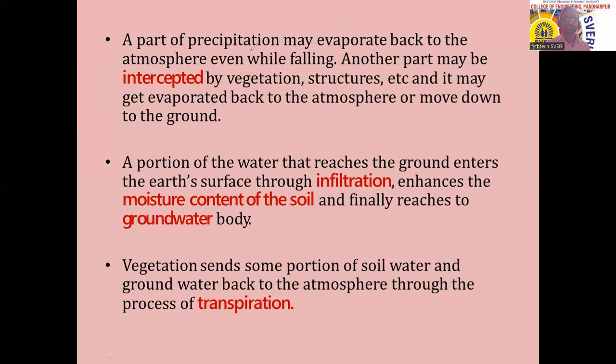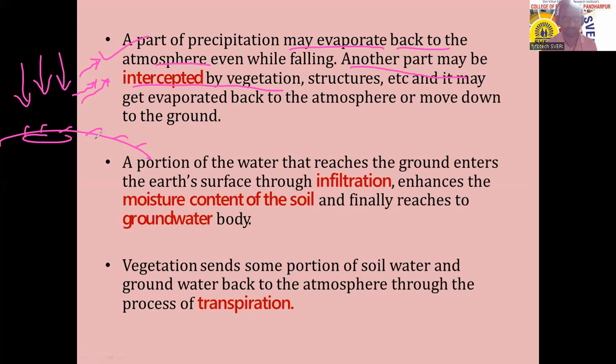Next, a part of the precipitation may be evaporated back to the atmosphere, even while falling. Whenever precipitation is occurring like this, a small portion is already evaporated due to the heat energy. Another part may be intercepted by the vegetation. On the ground surface there are small plants, correct?